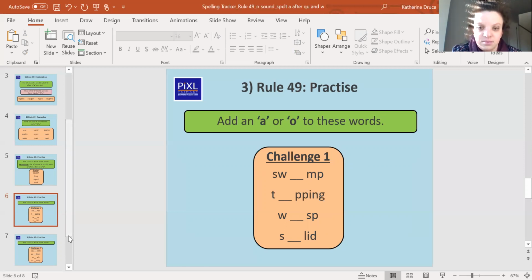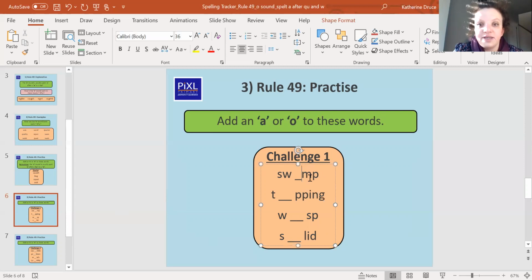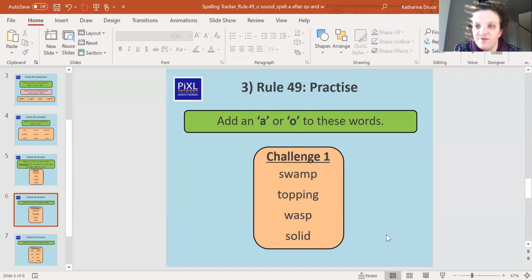Pause the screen. Okay, fantastic. So let's look at swamp. My O sound follows my W, so I'm going to put an A. Topping, my O sound follows a T, so it's just going to be a normal O. Wasp, it follows a W, so it's going to be an A. And solid, it follows an S, so it's just going to be a normal O, because it isn't one of our special sounds in this rule.